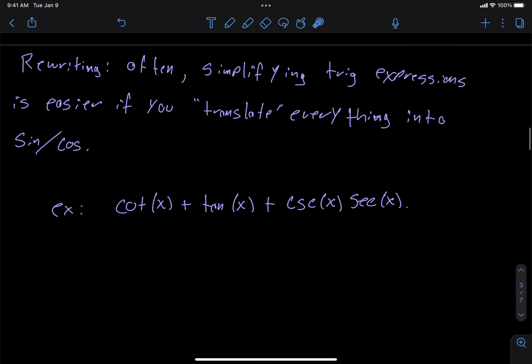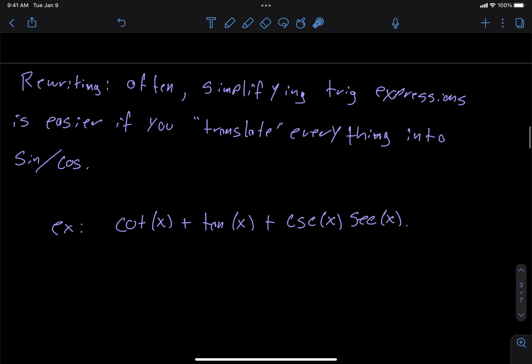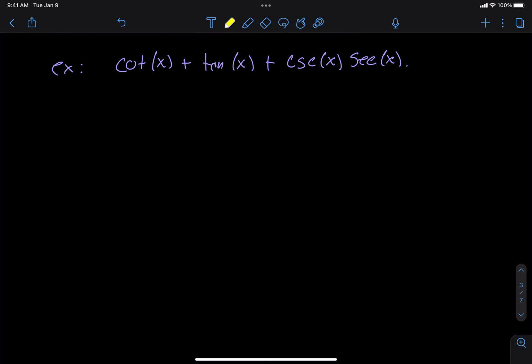So how am I going to do that? Cotangent of x, I'm going to use this identity to rewrite as cosine of x divided by sine of x, and so on and so forth for all of the other ones. So let's go through this example here. Cotangent of x, I can rewrite this as cosine of x divided by sine of x.